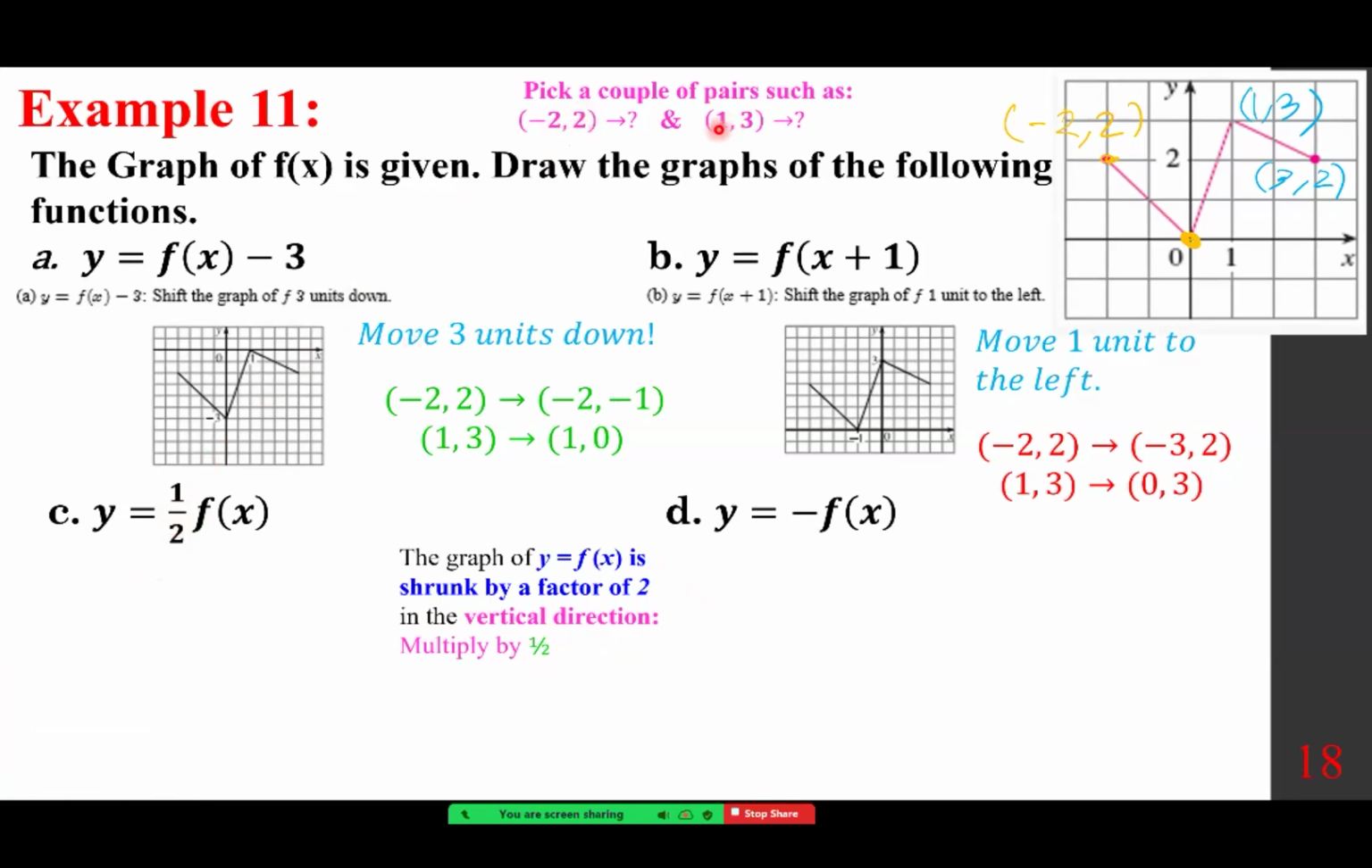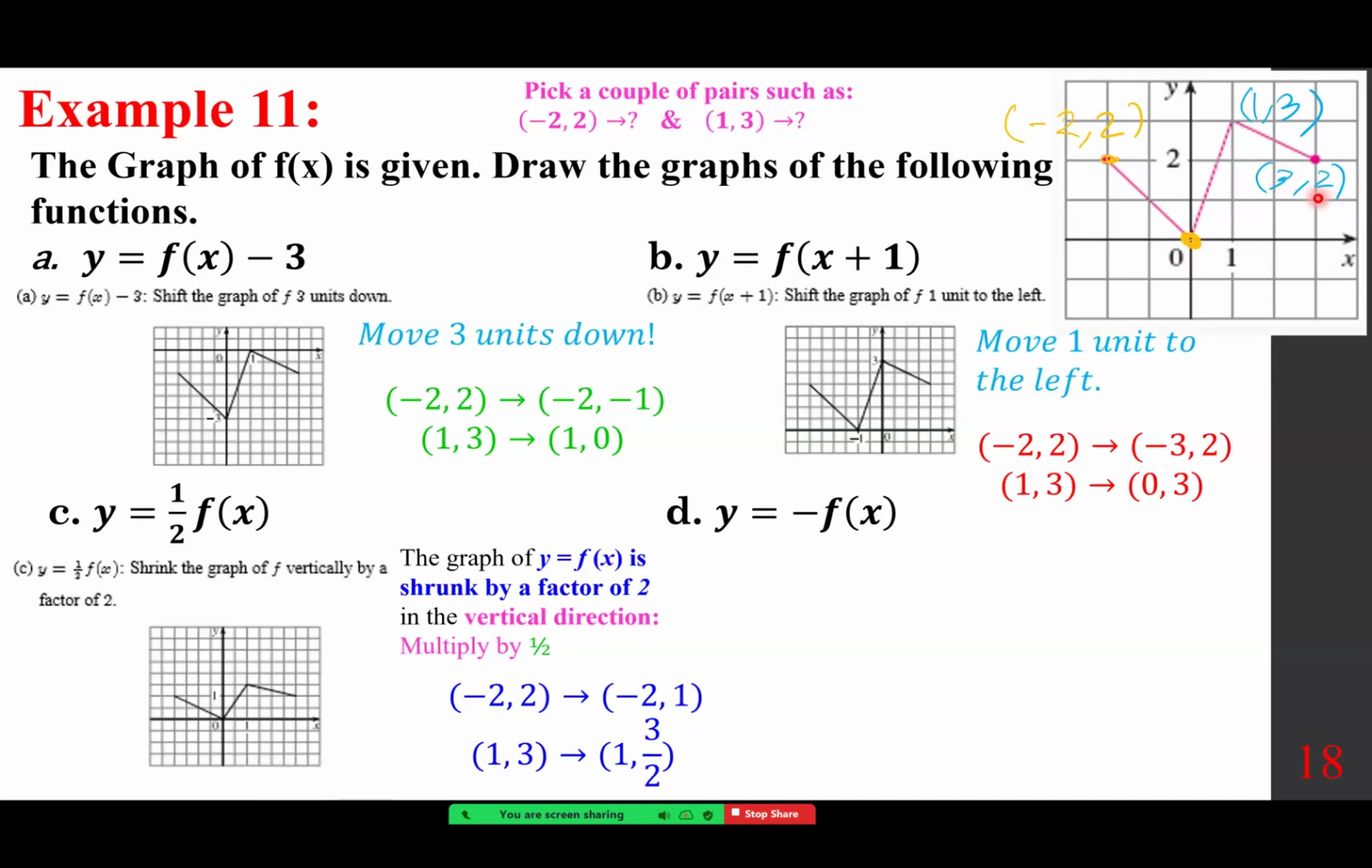If you look at this one, 1 doesn't change. 3, half of that, 3 halves. Okay. 0, 0 doesn't change. 3, 2, 3 remains. This is half of that, 3 comma 1. And so it looks like this. Shrink a graph of f vertically by a factor of 2. So again, pick those easy pairs. If 1 or 2 does it, so be it. If not, you can pick more and do the job.